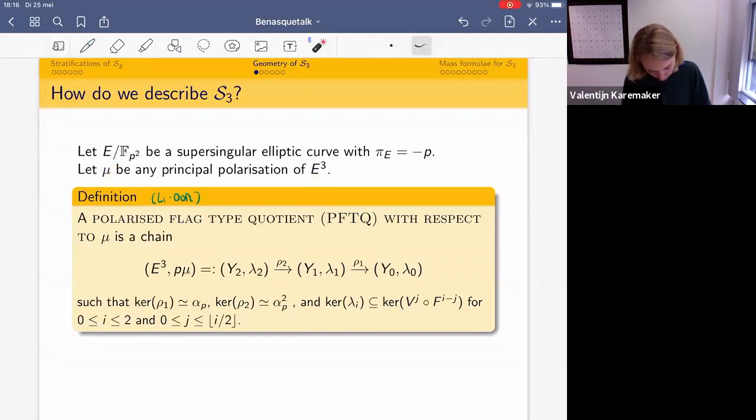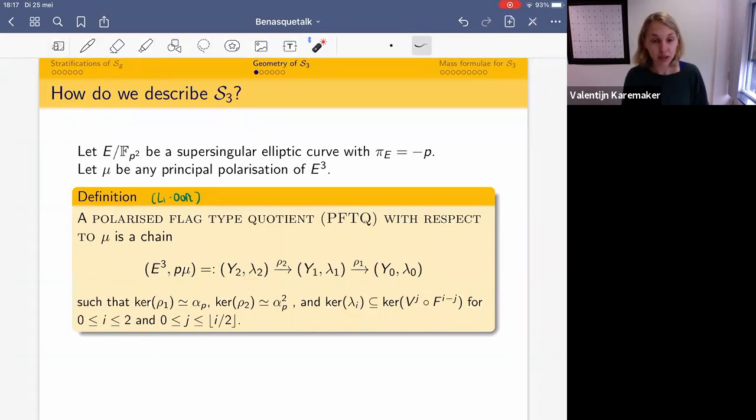is of a polarized flag type quotient, or PFTQ for short, with respect to the mu that we fixed. And it is a chain of isogenies. So we have an isogeny here and another isogeny here, where we start with Y2 with lambda 2, which is a superspecial variety, this E cubed with this polarization mu. And such that the isogenies rho 1 and rho 2 satisfy these criteria here, and such that the polarizations satisfy the criteria here. I won't go much into that. The important thing for now to note is really that we start with something superspecial.